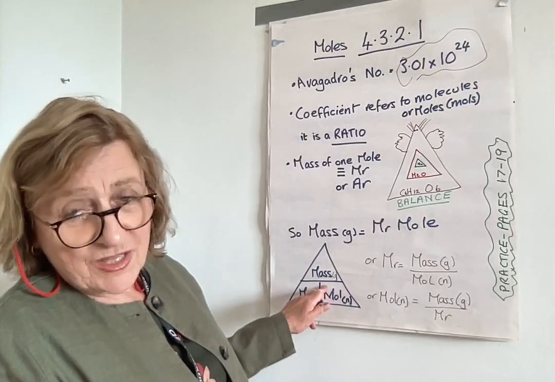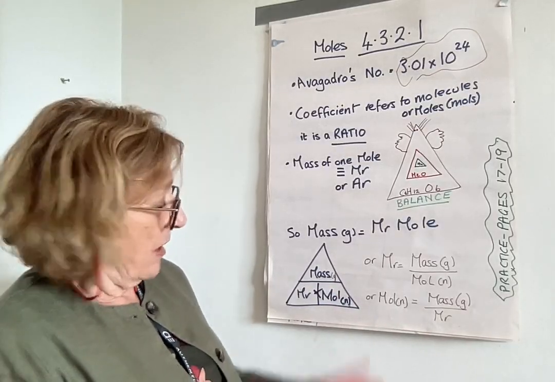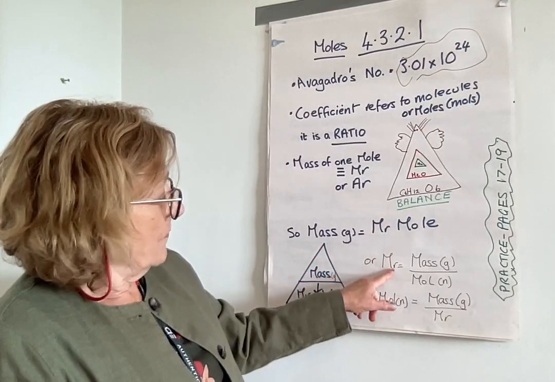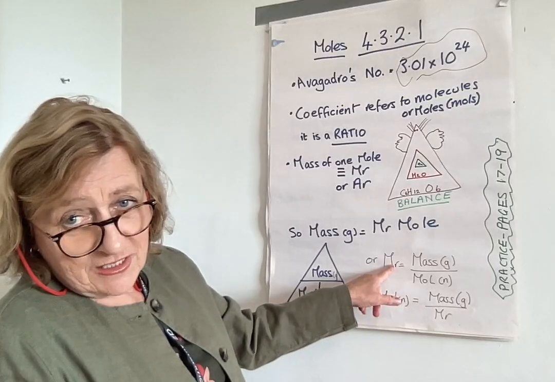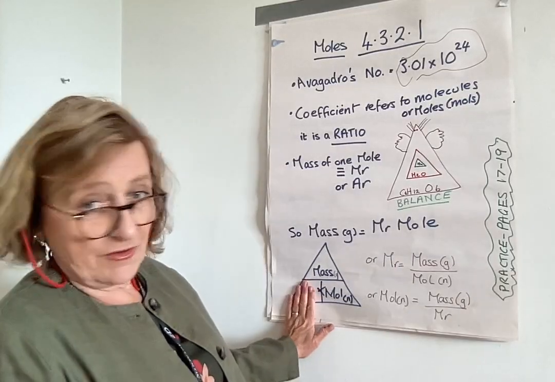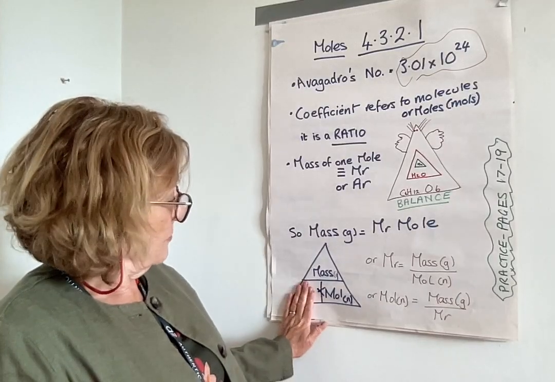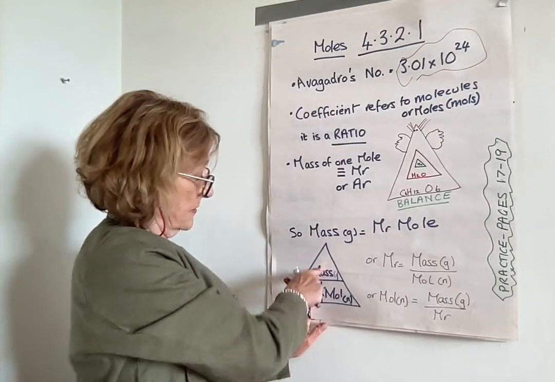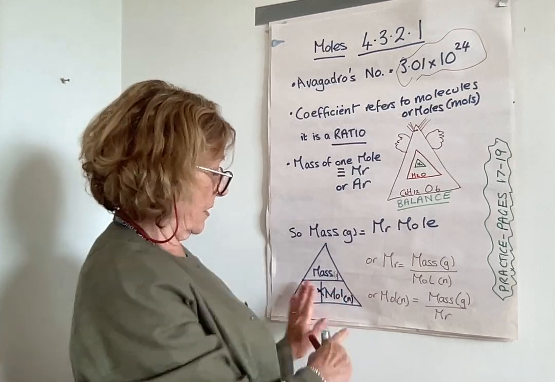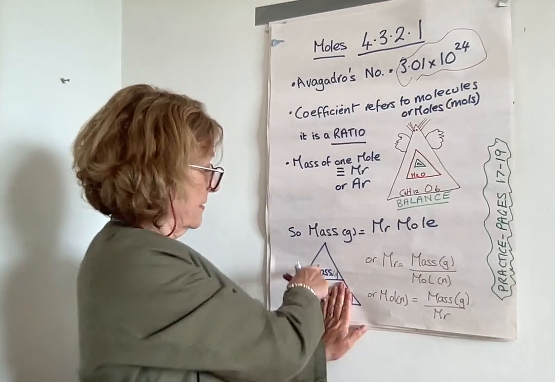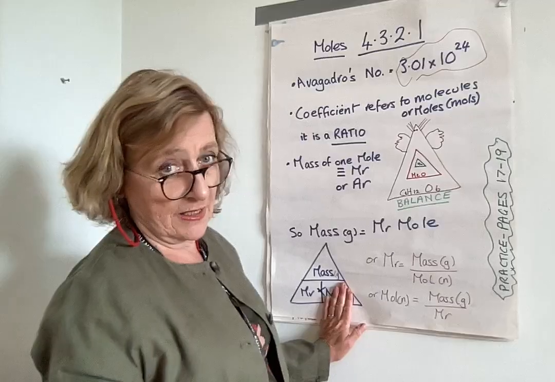And then we can rearrange that, can't we? And you don't need me to do this, but I will anyway. If we want the subject as the relative molecular mass, we put our hand over the thing we want as the subject, and the triangle tells us what to do. So the relative molecular mass equals the mass divided by the number of moles. The number of moles is the mass divided by the relative molecular mass.